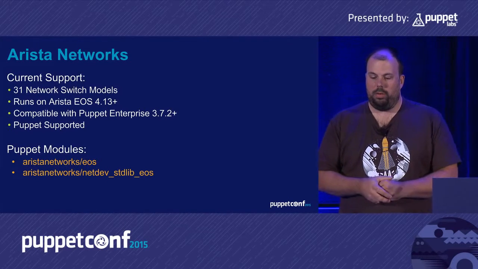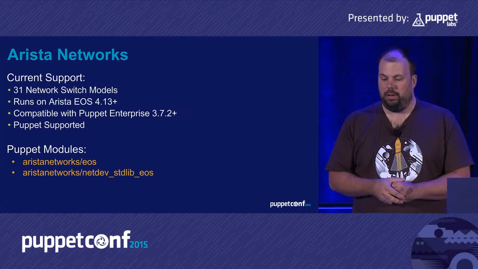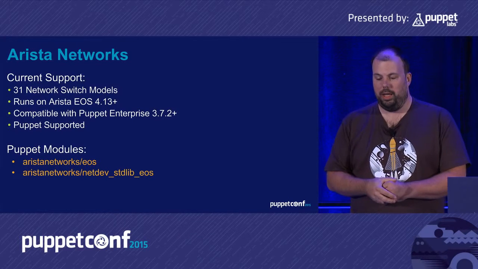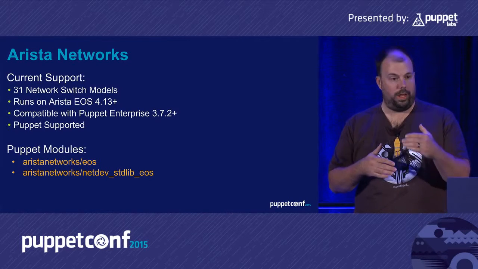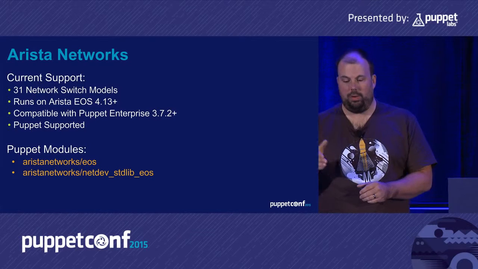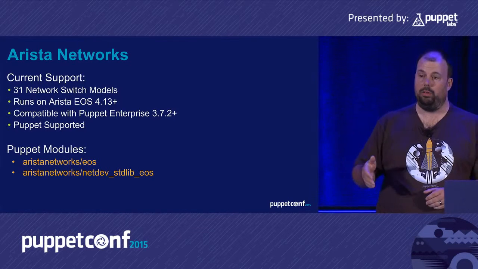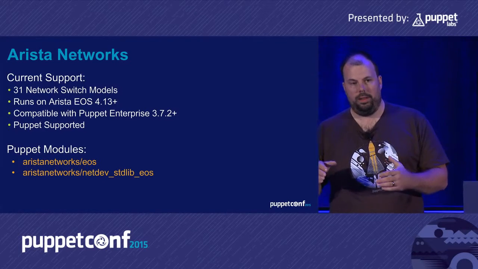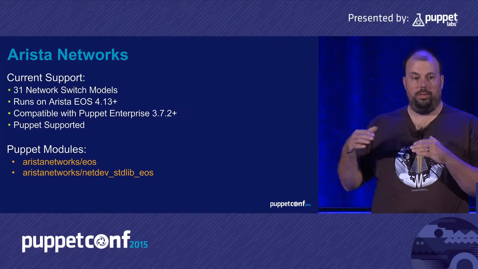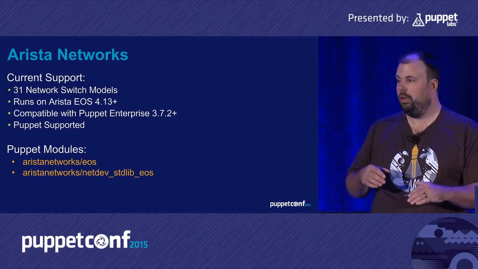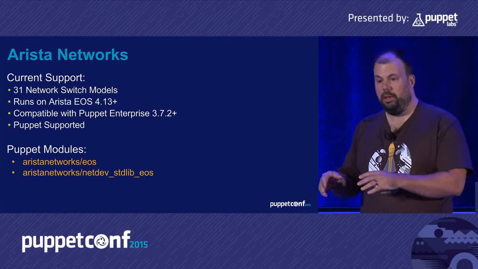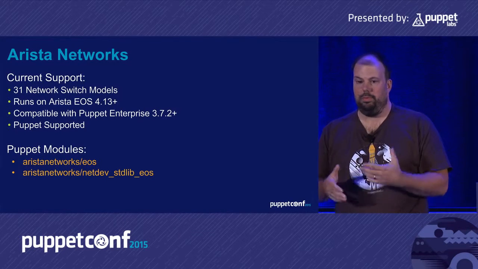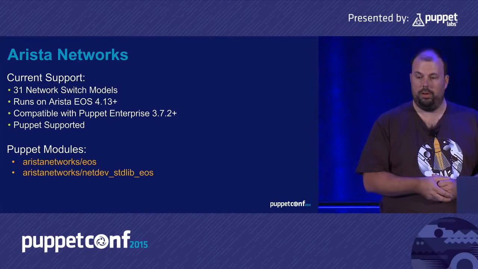In terms of module support, you have two choices when you're working with Arista. So there's the Arista Networks EOS module, and they wrote that from scratch. And then we have the Arista Networks NetDev Standard Lib module. We'll probably go into this in a little more detail, but that's intended to be an abstracted cross-vendor solution that you could use. So it has maybe a different set of features than what we have in the other modules. So the idea here is to give you some choice so that you can use what's most appropriate for your needs.